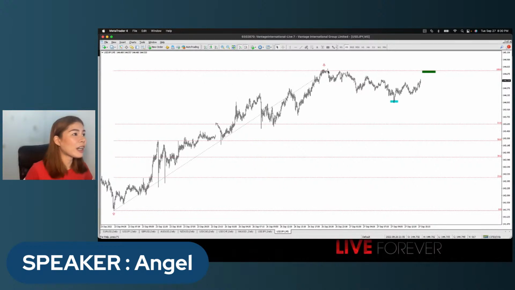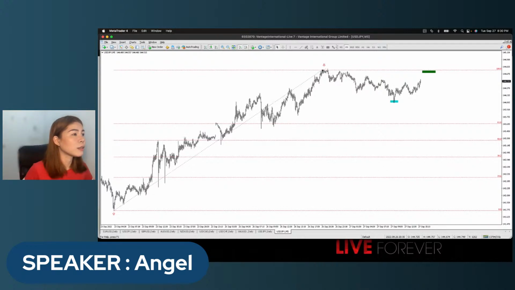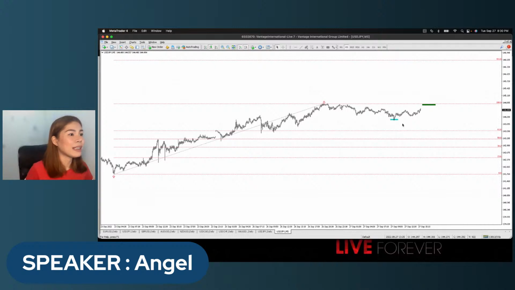Should there be a break on this level over here? Where should my take profit be? All right. The next area to enter should be, let's see, the next area to enter should be here, slightly above the 100 area. And if you buy there, your take profit should be around here, 146.60 area over here.